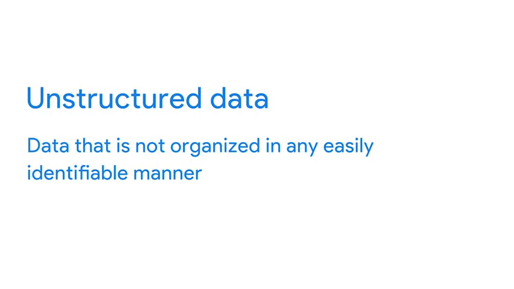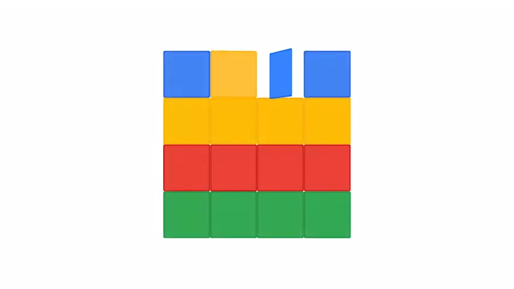But sometimes you'll come across unstructured data. This is data that is not organized in any easily identifiable manner. Audio and video files are examples of unstructured data because there's no clear way to identify or organize their content. Unstructured data might have internal structure, but the data doesn't fit neatly in rows and columns like structured data.